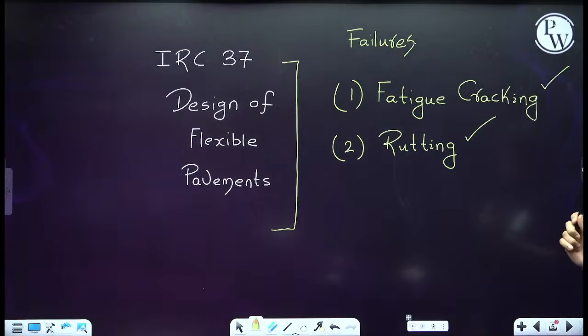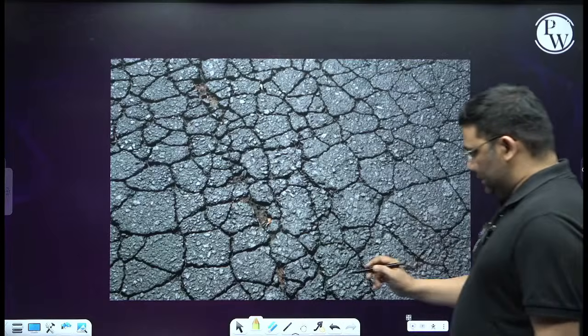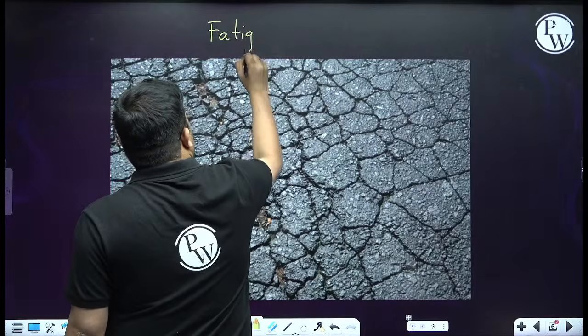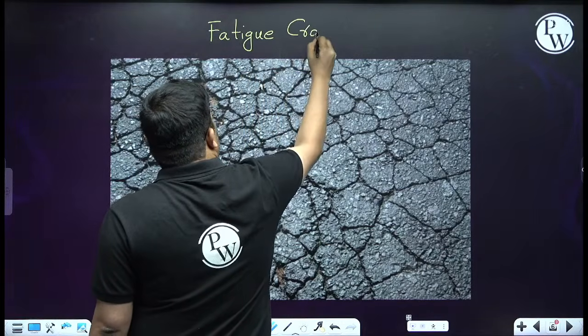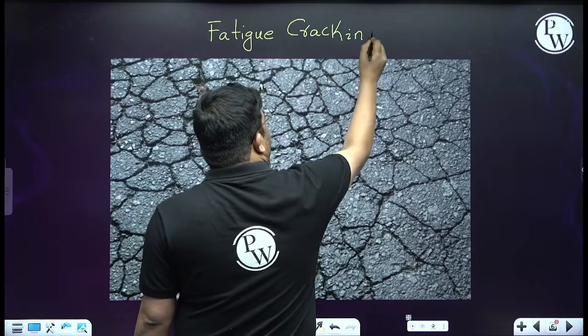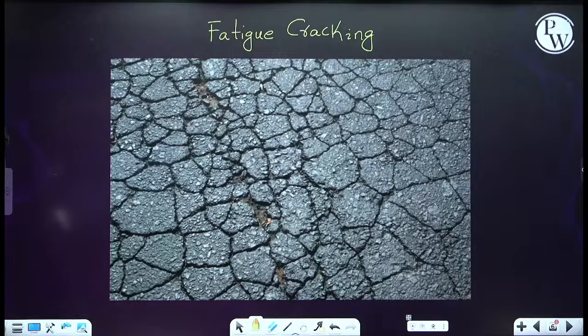We will see what fatigue cracking is and what rutting is, and then we will also see the strains which are responsible for this fatigue cracking and rutting, and also what the concerned equations are as per your IRC 37. So, let us start. You can see this is a typical image of fatigue cracking. You can see cracks appearing in the bituminous pavement, and this is fatigue cracking.